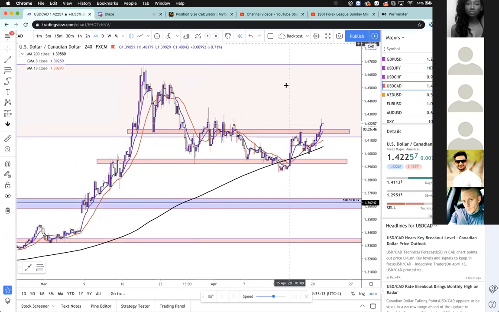Overall supply zone. So I'm in a supply zone. That's a bearish confirmation for me. I'm going to go over GJ. That's a bearish confirmation for me.